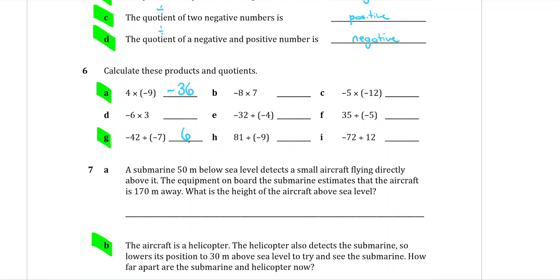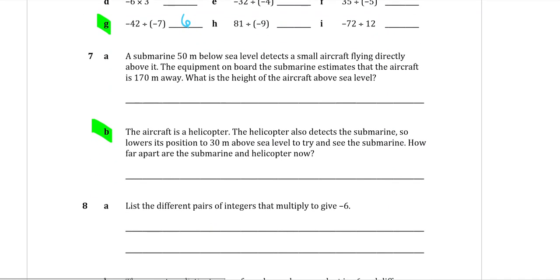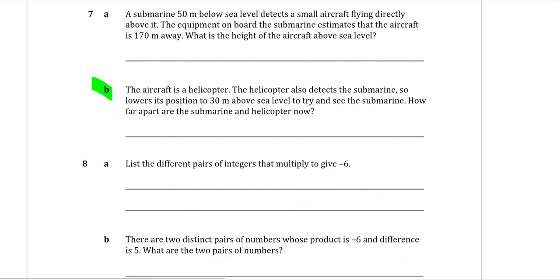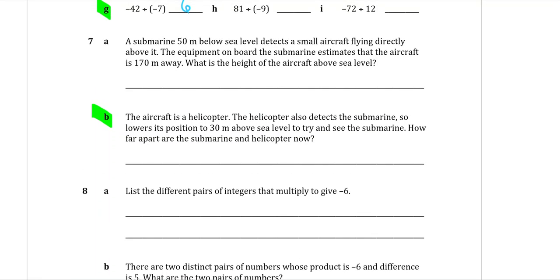Okay, that's it. Question 7 is our wordy question. So let's do B here. An aircraft is a helicopter. The helicopter also detects the submarine, so it lowers its position to 30 meters above sea level to try and see the submarine. How far apart are they? Oh no, I'm going to need to do A because it's related to A. I'm like, there's not enough numbers here. Oh, we have to go back and do A as well.